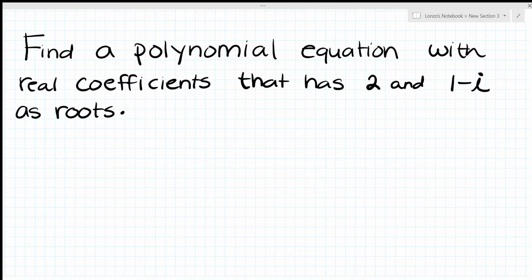Hi guys, today we're going to learn about the conjugate pairs theorem. So this is going to be involving polynomials, graphing polynomials. In this section I will find a polynomial equation when given imaginary roots with the help of the conjugate pair theorem.